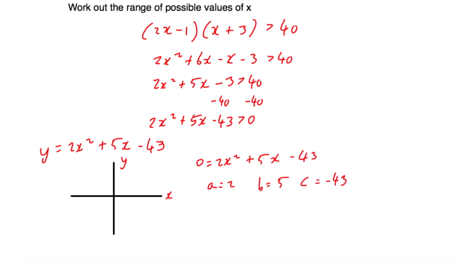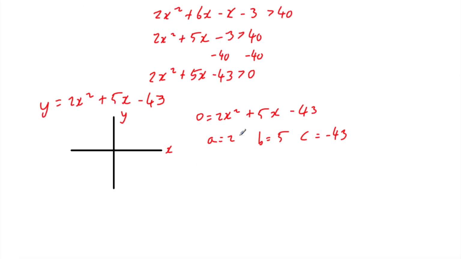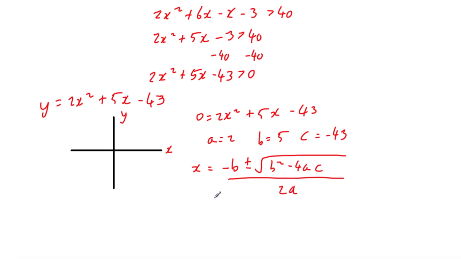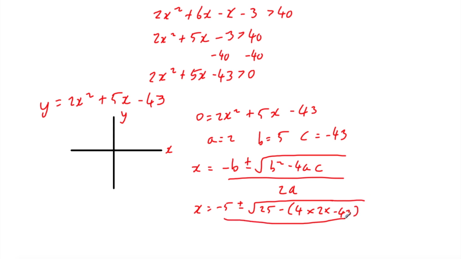We want to solve this quadratic to find where the graph crosses the x-axis, so we're going to use the quadratic formula. The quadratic formula is x equals negative b plus or minus the square root of b squared minus 4ac, all divided by 2a. So we've got x equals negative b, so negative 5, plus or minus the square root of b squared, which is 5 squared, 25, minus, and I like to put this in a bracket, 4 times a times c, so 4 times 2 times minus 43, close brackets. And that's all divided by 2a, and a is equal to 2, so 2a would be 4.